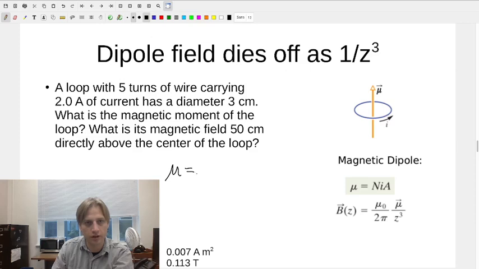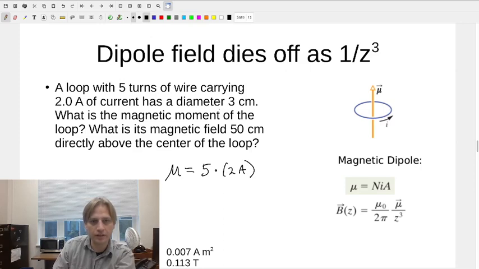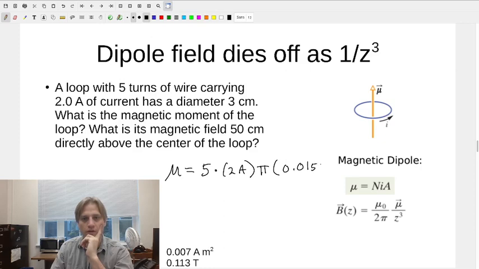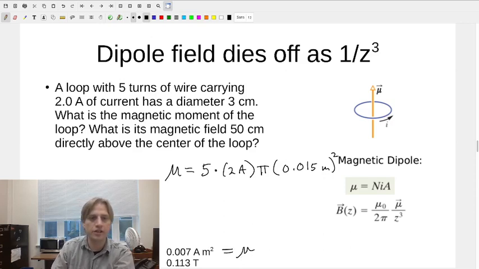our formula. So here N would be 5 turns, and then I is the current, so that would be 2 amps. And then we're given that the circle has a diameter of 3 centimeters, so then to get the area, we can just use pi r squared. So pi times 0.015 meters, and then square that. Okay, so that is where I'm getting this 0.007 amps times meters squared. That's my dipole moment.